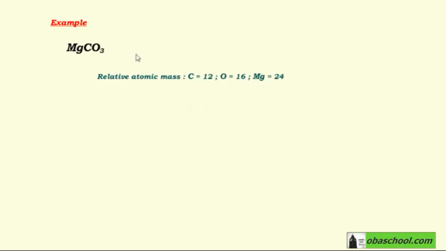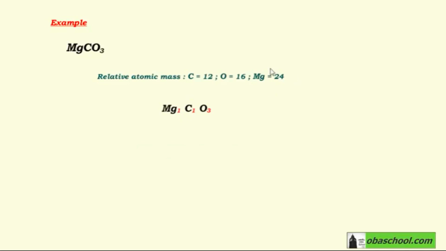As you can see here, magnesium has no number below it, so we write Mg1, one atom of magnesium. Also, carbon has no number below it, so one carbon atom. However, there's a 3 below oxygen, so 3 oxygen atoms. To obtain the relative formula mass, we will multiply the number of each atom, which is the subscript, with the relative atomic mass of this element and add them all together.